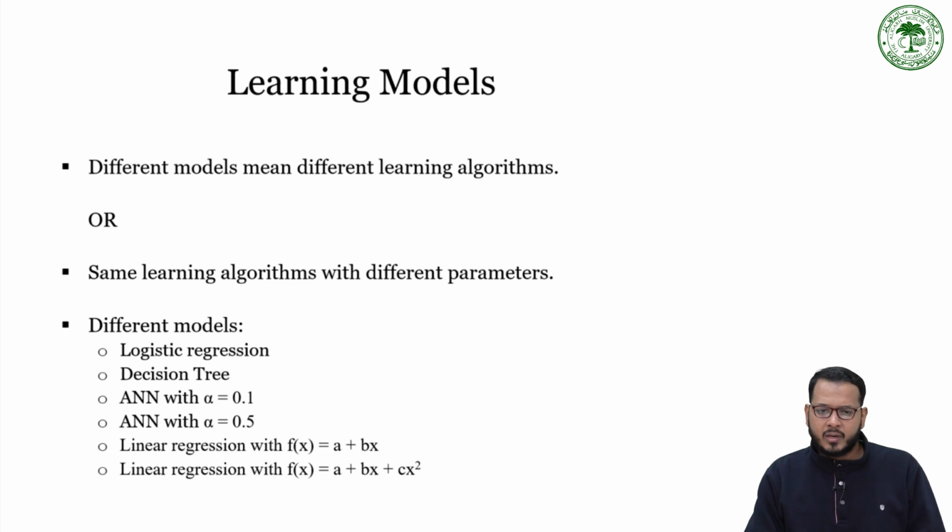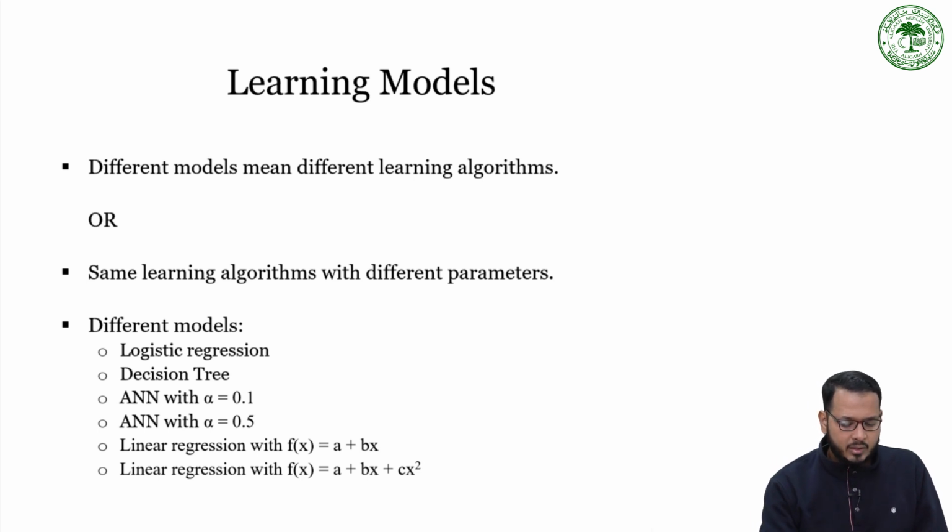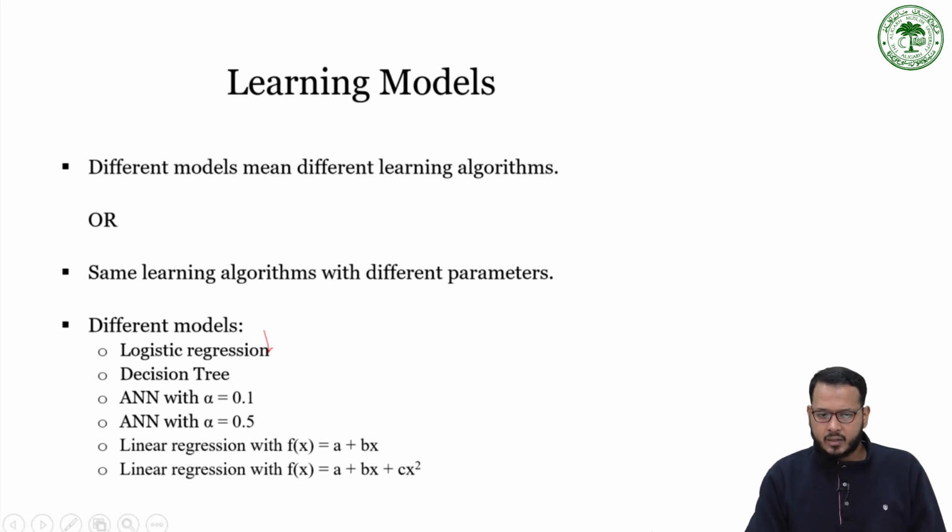So when we use the term learning model, it might refer to different algorithms, or it might also refer to the same algorithm but different hyperparameter values. So in this specific case, you can see that logistic regression is one algorithm, decision tree is another algorithm, neural network with a specific learning rate is one model, and neural network with a different learning rate is a different model. So all of them are called different learning models.